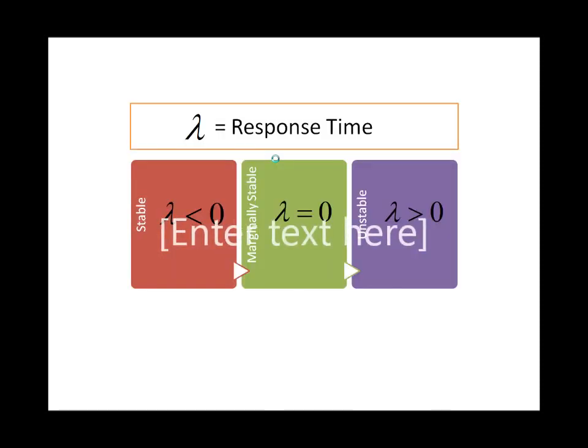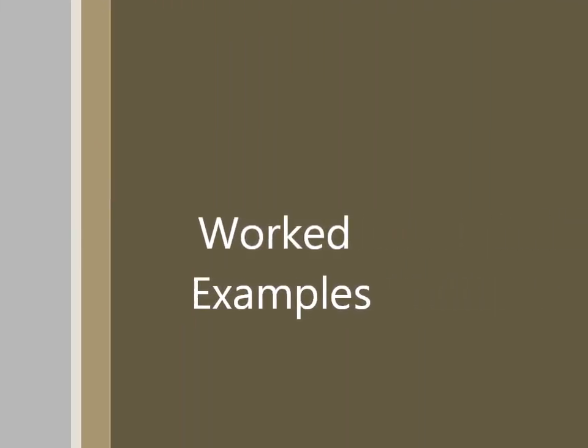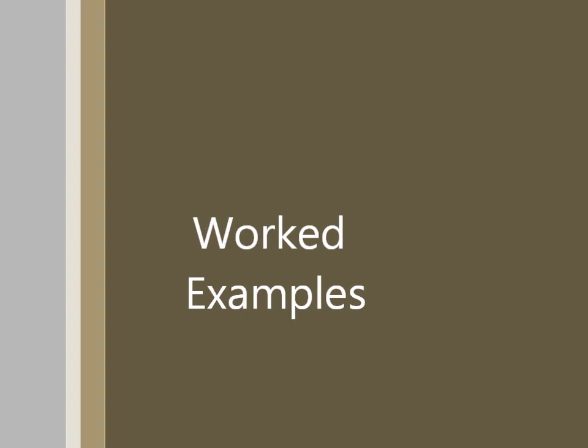The takeaways from the graphs are that when lambda is less than 0, the system is stable. When lambda equals 0, the system is marginally stable. And when lambda is greater than 0, the system is unstable. Matt and Josh will now discuss the behavior of a system that includes a mass, a damper, and a spring.